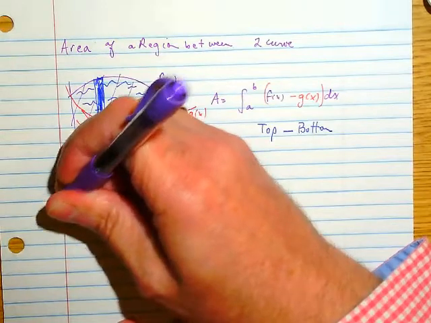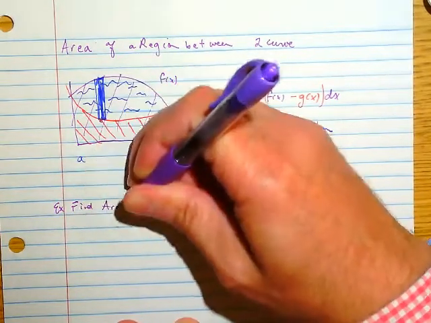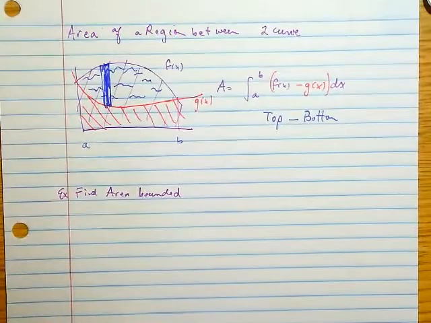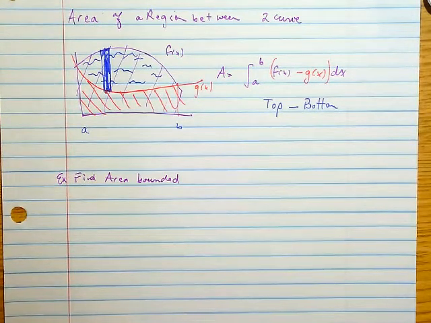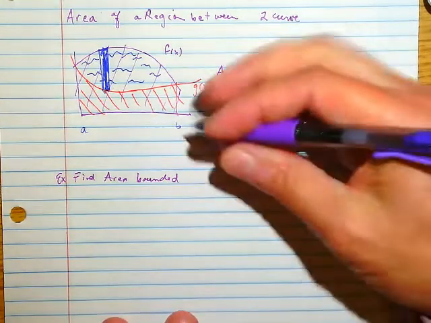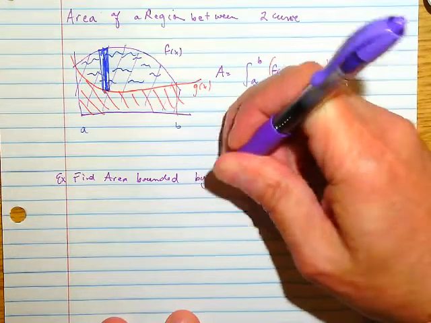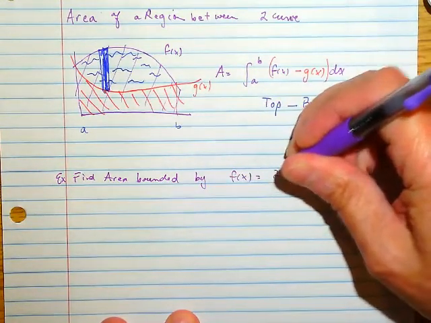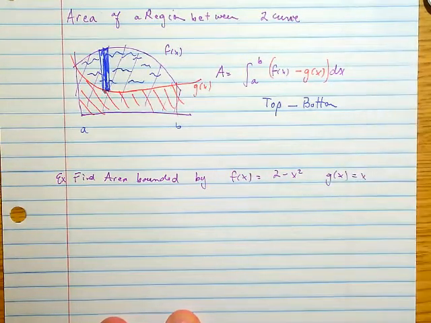An example. Find the area bounded by, and again, understanding what all those words mean, read the question, okay? Because we're going to find volumes the next time we do some practice, and that will be something different. So bounded by this: f of x equals 2 minus x squared, and g of x equals x.